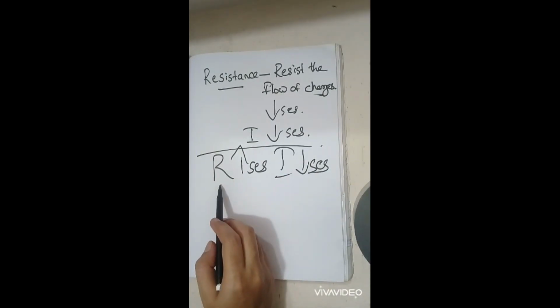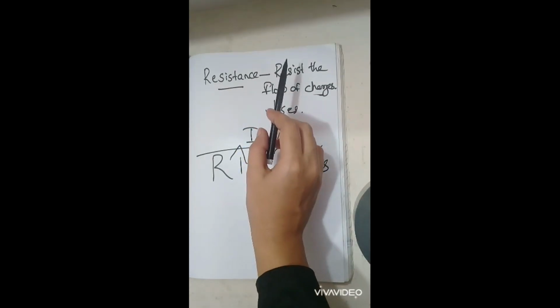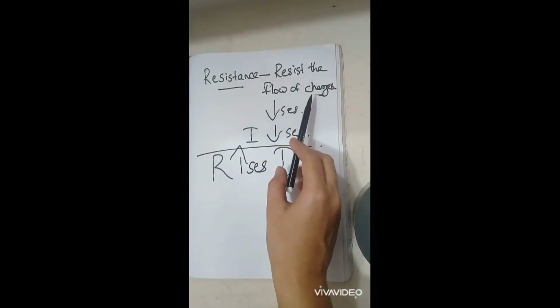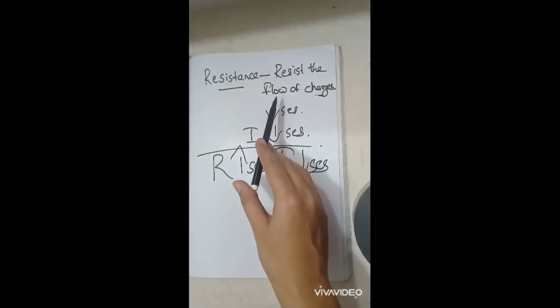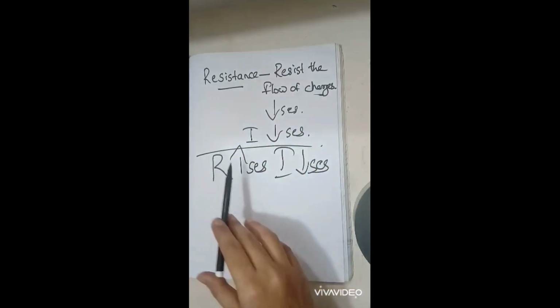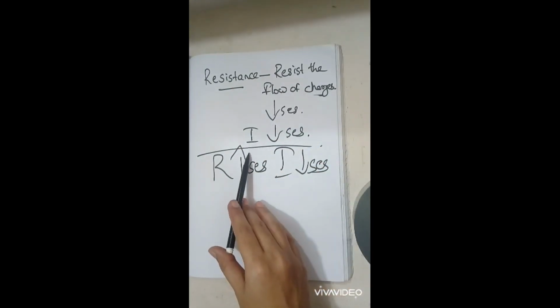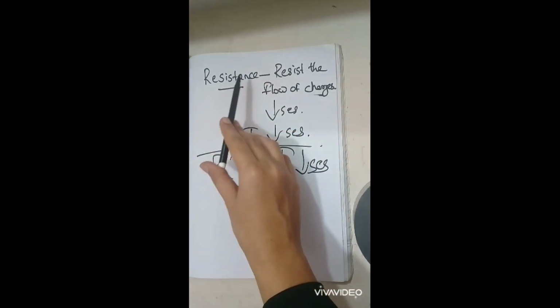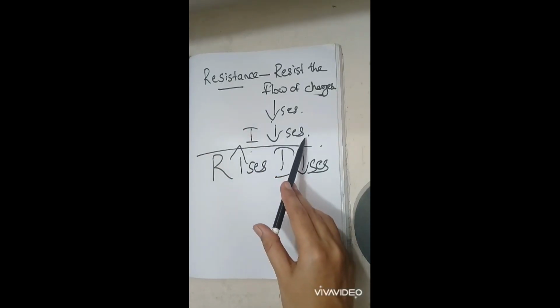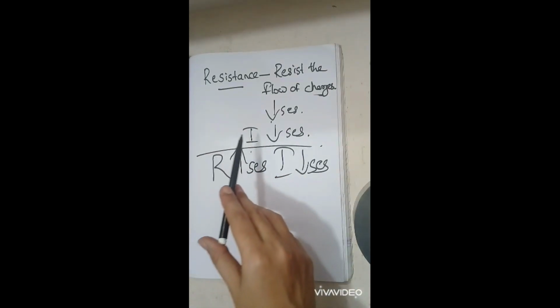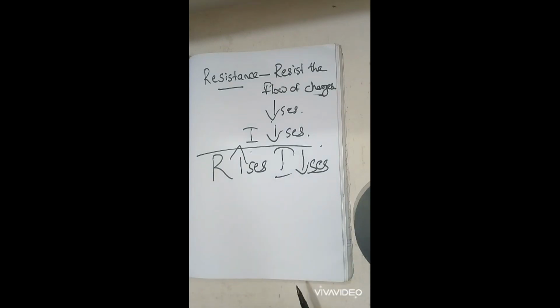Okay, the resistance is the property of a conductor to resist the flow of charges. It resists or blocks the flow of charges. We know the flow of charges is the electric current. So when there is resistance, the flow of charges decreases, hence the current decreases. So as the resistance increases, the current decreases. Okay, clear? This is resistance. Hope you understand the concept of resistance.